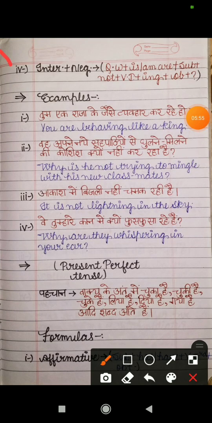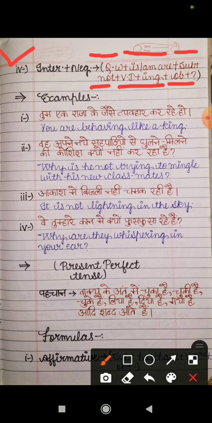Last type of sentence is interrogative plus negative. So as I have already told you, if a question word is given in the middle of the sentence, like क्या, क्यों, कहाँ, कैसे, we will use the English of those question words. So first of all, the question word will be there, then am, is, are according to the subject, then subject, not, verb first form plus ing, object and question mark.